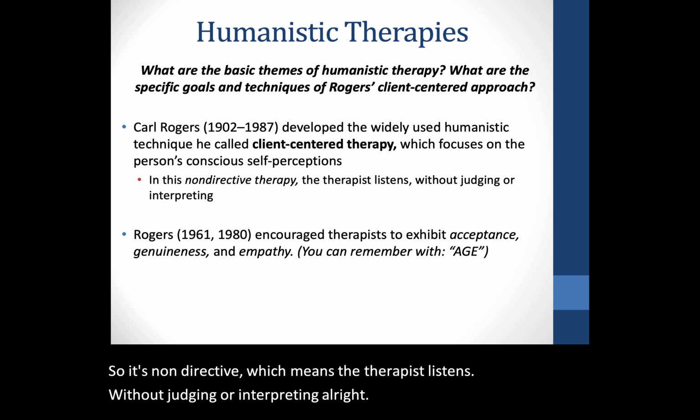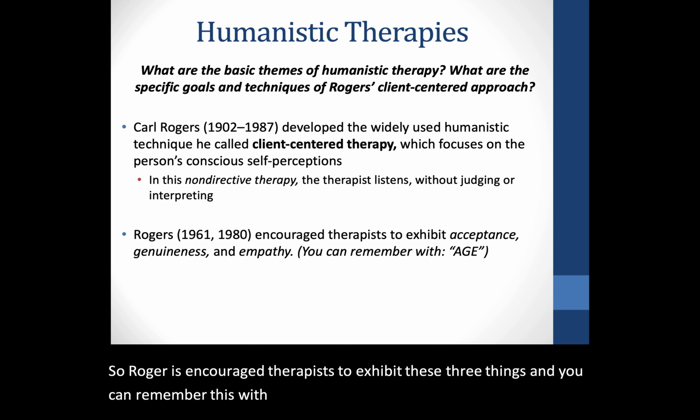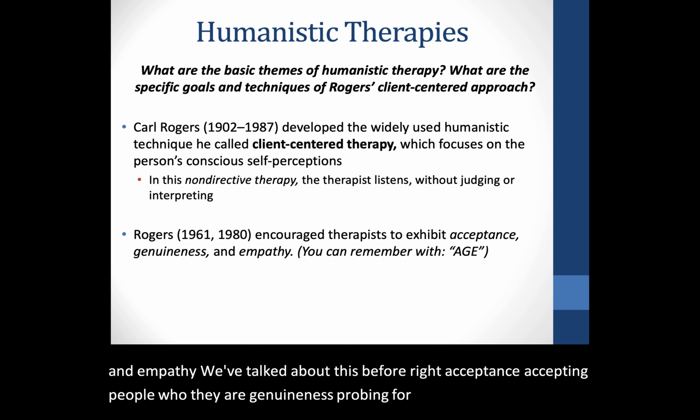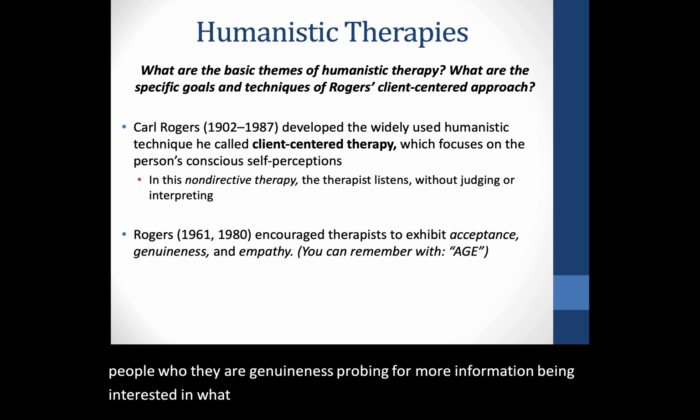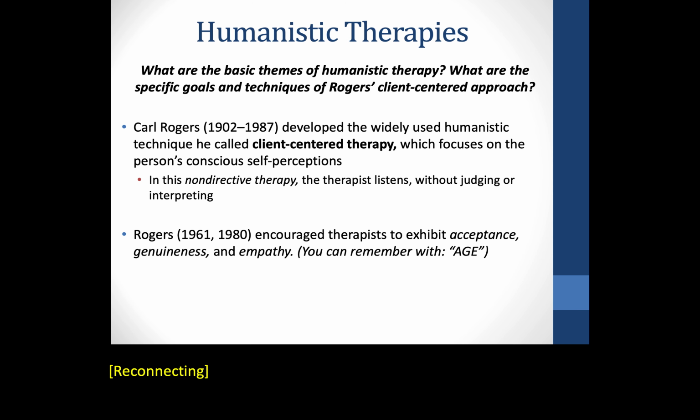Rogers encouraged therapists to exhibit these three things, and you can remember this with the acronym AGE: acceptance, genuineness, and empathy. We've talked about these before. Acceptance, accepting people for who they are. Genuineness, probing for more information, being interested in what someone's saying. And empathy is reflecting someone's emotions or the way someone's feeling, trying to really feel what they feel.